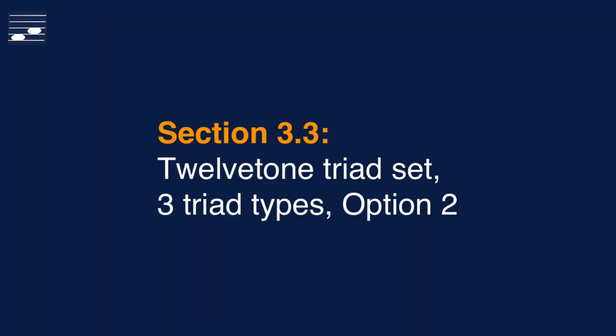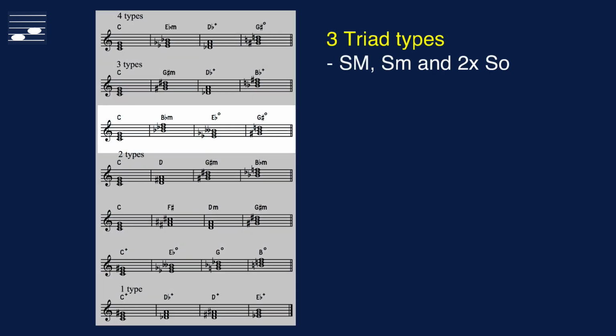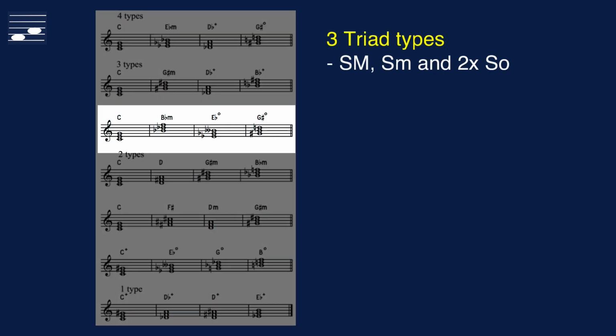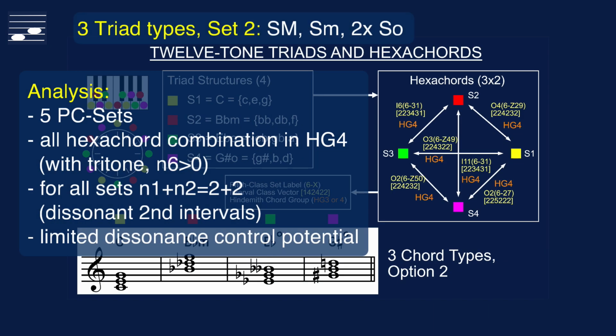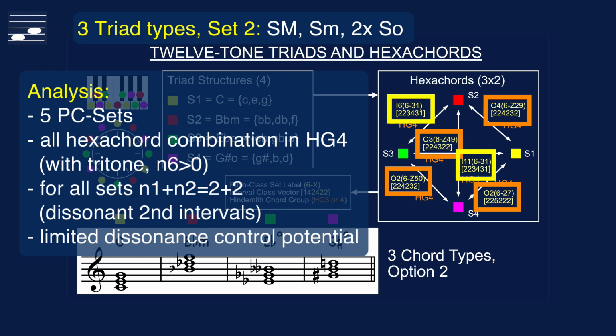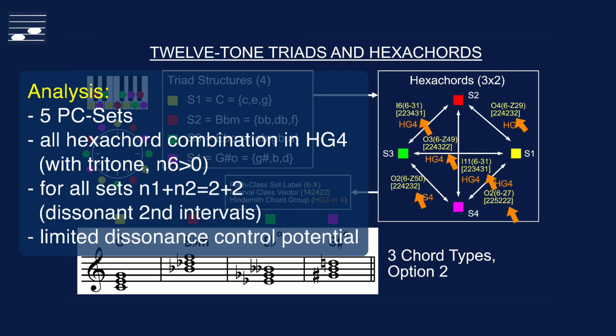And now to the second option for a 12-tone triad set with 3 triad types, which is a set with 1 major, 1 minor and 2 diminished triads, again shown here with the major chord on root C. The analysis diagram for this triad set reveals that the hexachord combinations yield 5 different pitch class sets. All of these contain a tritone interval, since N6 is greater than 0.